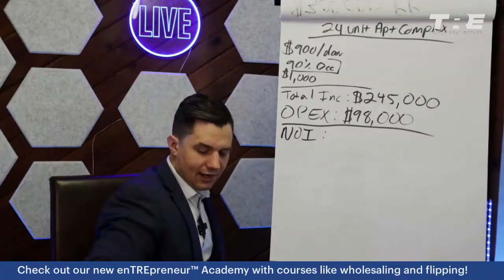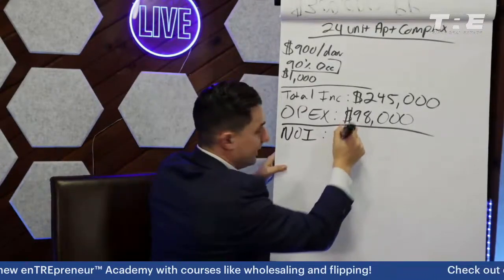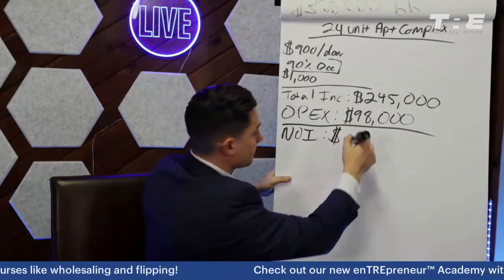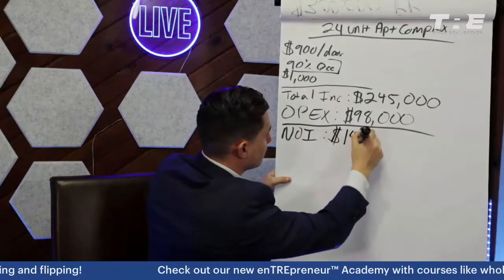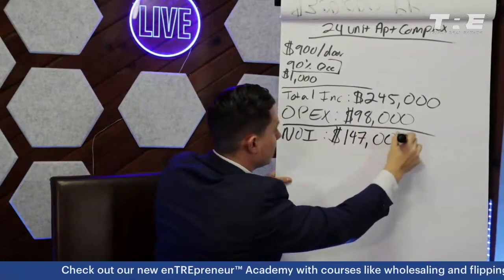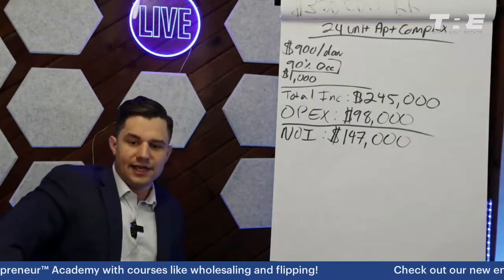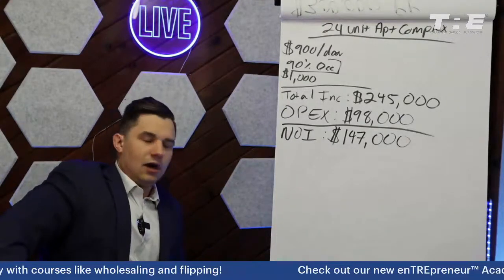Who's got our NOI? Anyone? Can you calculate it? $147,000 is our net operating income. All right.